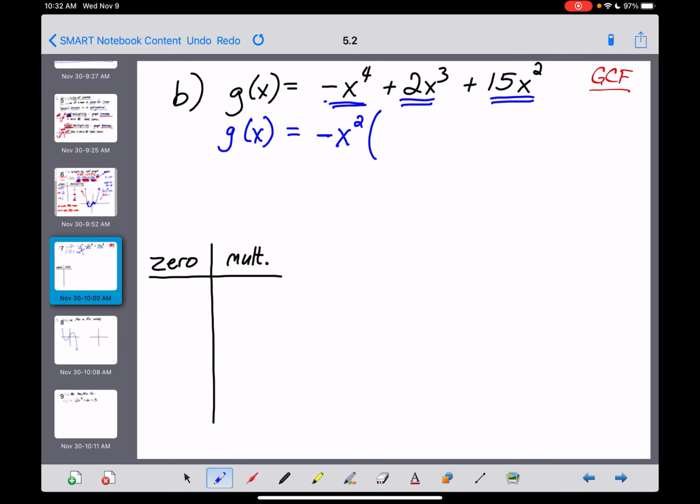What's left? Negative x to the 4th divided by negative x squared is going to give us a positive x squared. Then the second term right here divided by our GCF, because we pulled out a negative, that plus 2 becomes negative 2. There were 3 x's there. We've pulled out 2 of them, so there's just 1 x left. And lastly, the 15x squared, we're dividing out a negative, so it's now minus 15. And hey, there were 2 x's. We pulled both of them out. There are no x's left. And that is what this expression looks like after we have factored out a GCF of negative x squared.